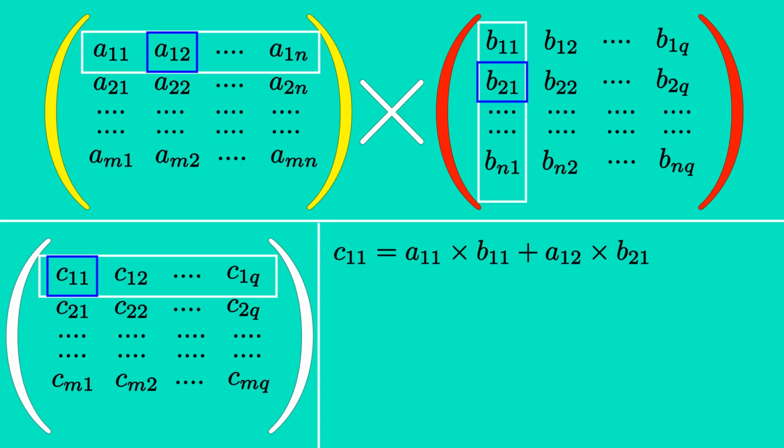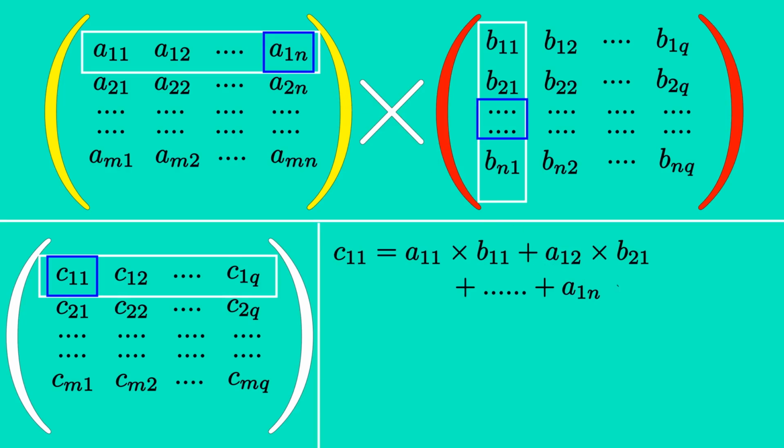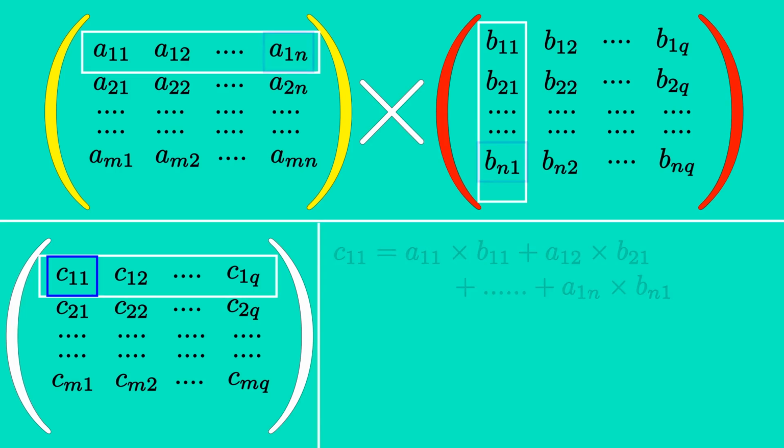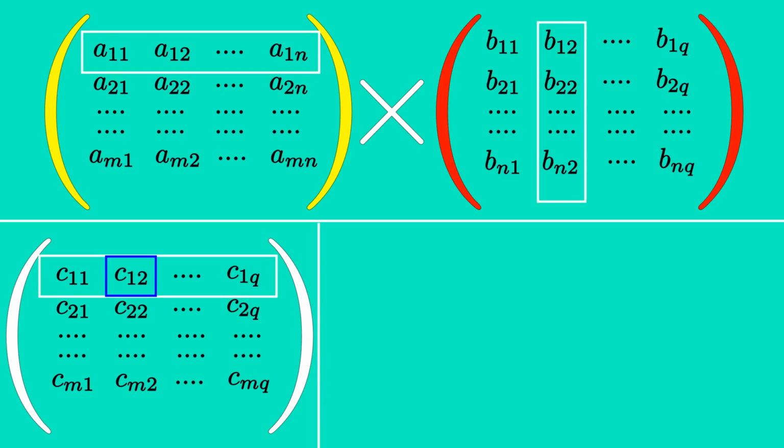Move the cursor along the row of A and along the column of B and take the multiplication for each step and sum it. So obviously the last term would be the last term of this row and the last term of this column. Thus we got C11. Now we have to find C12. For this, shift the rectangle of B to the next column, but leave the rectangle of A on the same row.